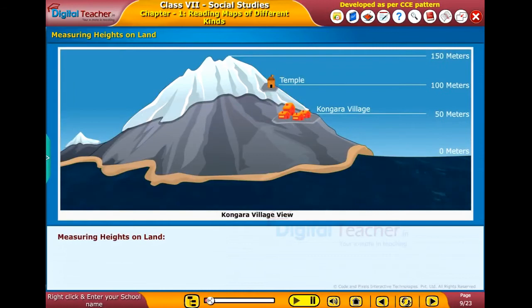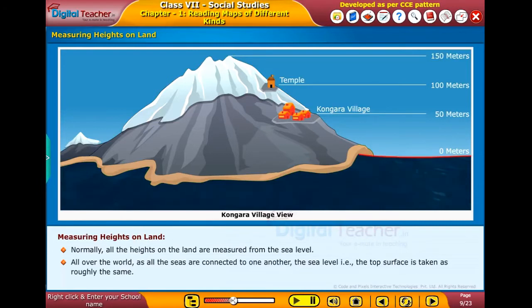Let us now learn about measuring heights of the lands. Normally, all the heights on the land are measured from the sea level. All over the world, as all the seas are connected to one another, the sea level, that is the top surface, is taken as roughly the same. From the above picture, we can observe clearly that Kangura village is 50 meters above the sea level.